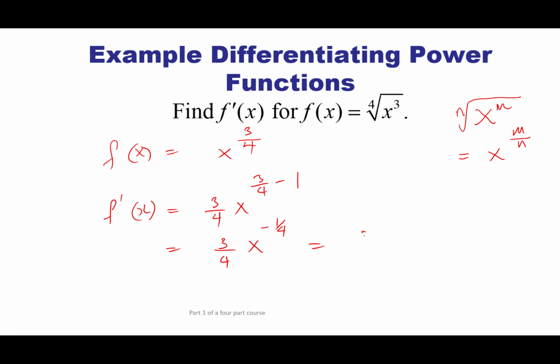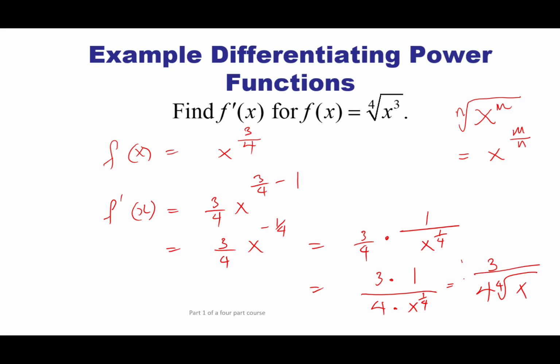That being the case, we're going to have 3 over 4 times 1 over x to the 1/4. We know that because we can bring that down. And then using the rule above, this is going to be 3 times 1 over 4 times x to the 1/4. Now notice we can put our 3 on the top, and then we're going to have a 4. Doing the reverse, since that's in the denominator, that's going to be the 4th root of x, and this is my result for that example.